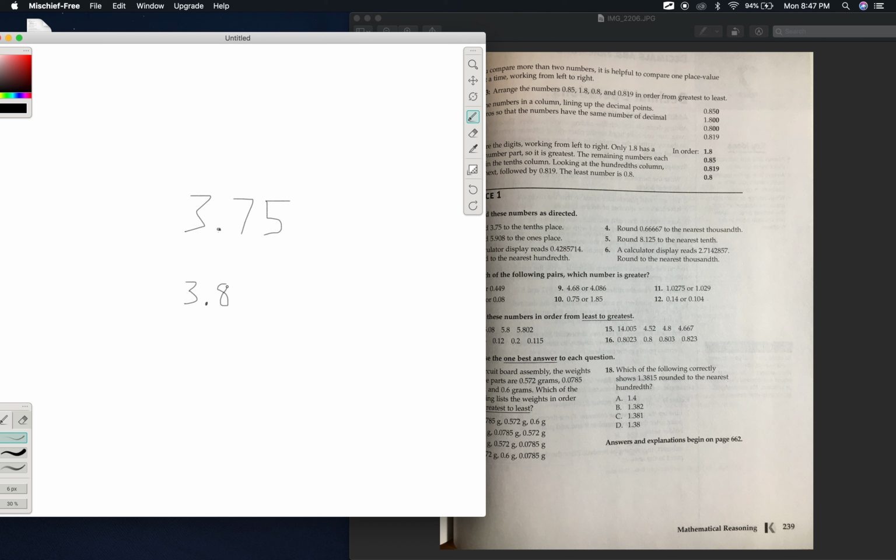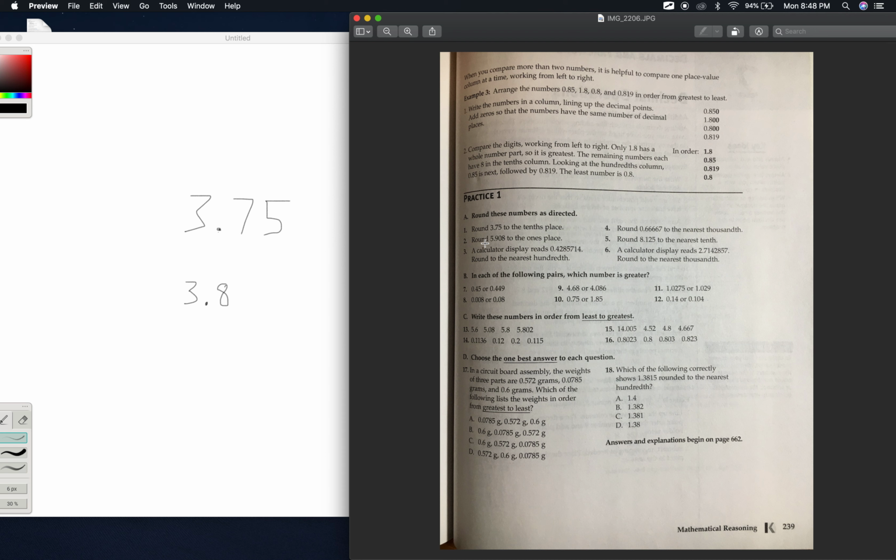So 3.8. And remember, in a regular number to the left of the decimal point, we would need to put a 0 here. But because any zeros past the decimal point have no meaning whatsoever, you can just put 3.8.